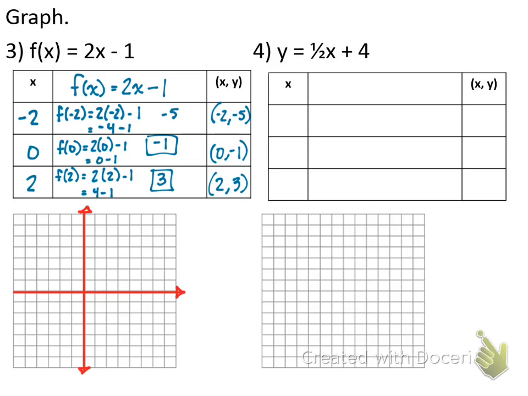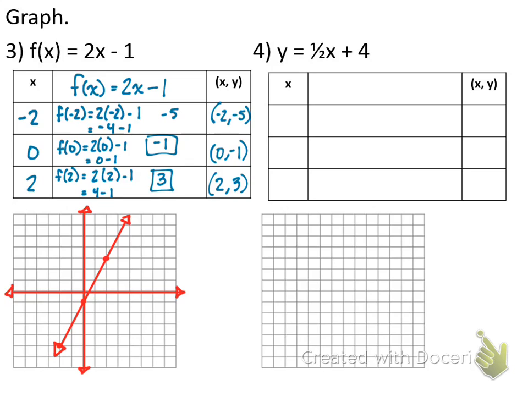So I'm drawing my x and y axes, and I'm plotting my points. So we got -2, -5, counting, and we're going to plot a point here. 0, -1, plot a point here. 2, 3, 1, 2, up 3, here. At this point, I want to check it's a line. Okay. So I draw a line. And that's it.